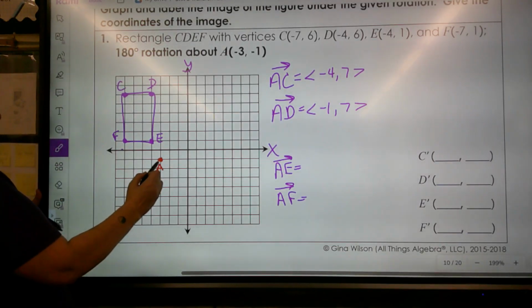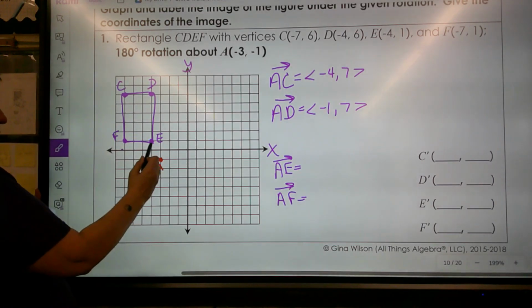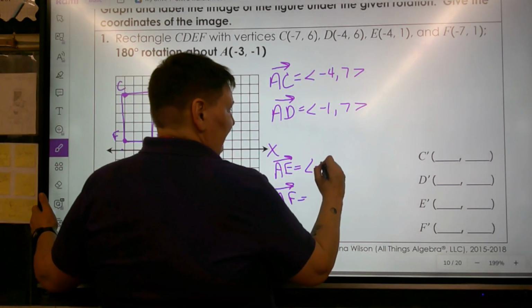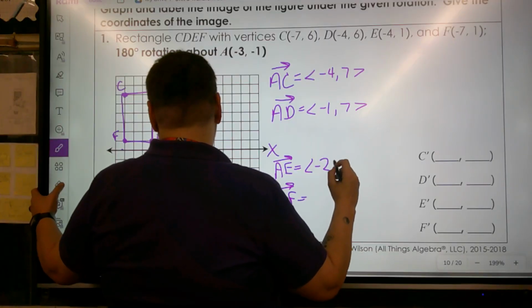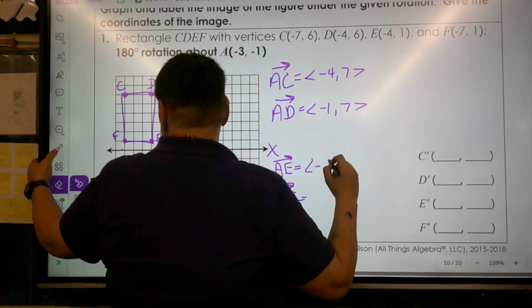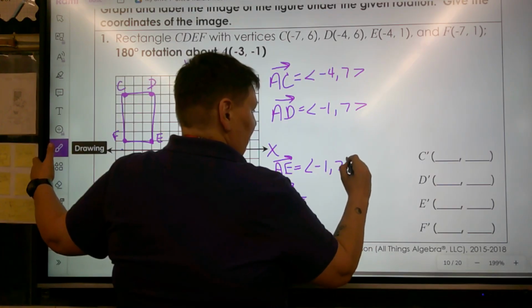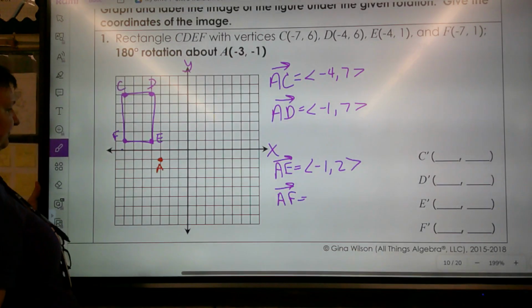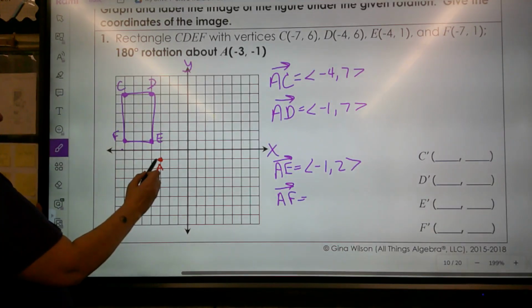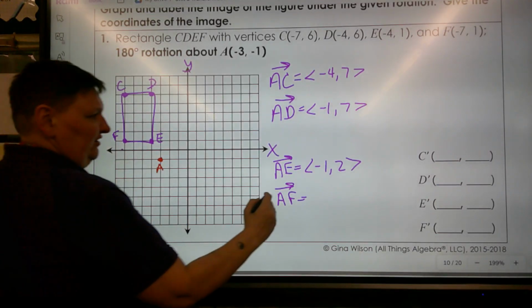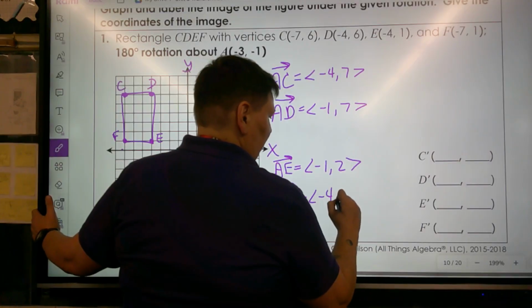Alright, so A to E, I go left 1, up 2. So my vectors are negative 1, comma 2. Left 1, up 2. And my A to F, I had to go left 4, up 2. So negative 4, comma 2.